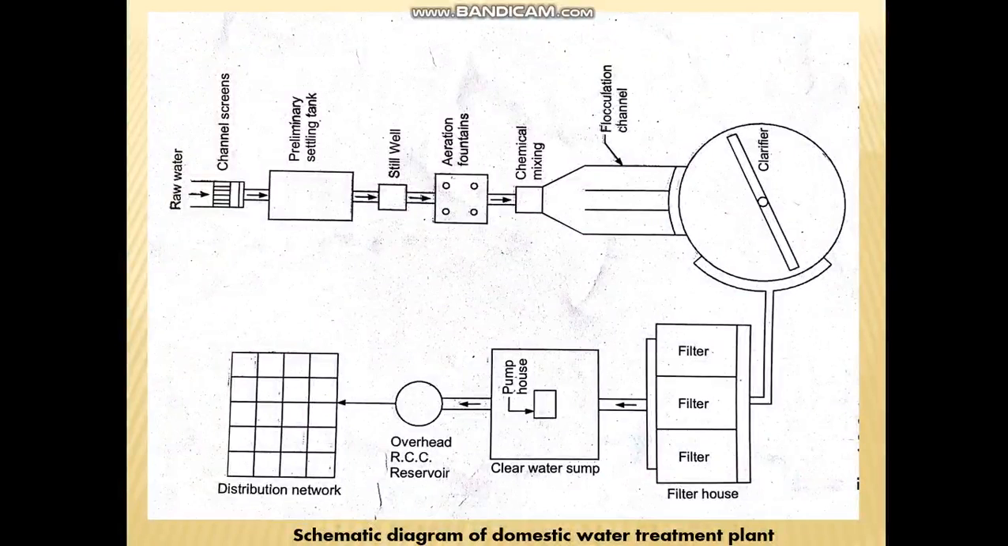And why are we not using the fine screen? Most probably because it clogs frequently and the head loss increases. That's why we do not frequently use the fine screen. So mostly we are using the coarse screen at the water treatment plant. After the screening process, the water is taken to the primary settling tank. So that is your second unit of the water treatment plant.